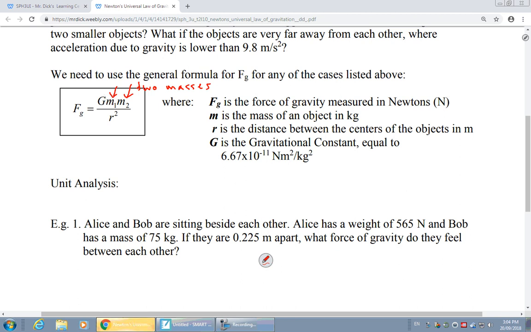And then we divide by something called r squared, and r is just the distance that separates their centers. So if the two objects were, say, a person and the planet Earth, then that r value would be how far away that person is from the center of planet Earth. And this was the law that Newton discovered.